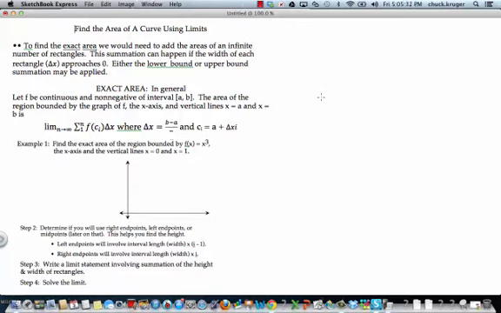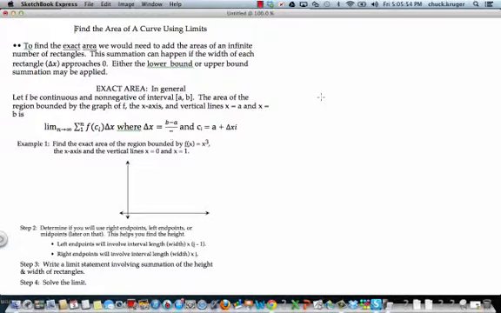Alright, this is the general method for finding the area under any curve using limits. To find the exact area, we would need to add the areas of an infinite number of rectangles. This summation can happen if the width of each rectangle, what I call delta x, approaches 0. Either the lower bound or the upper bound may be applied.